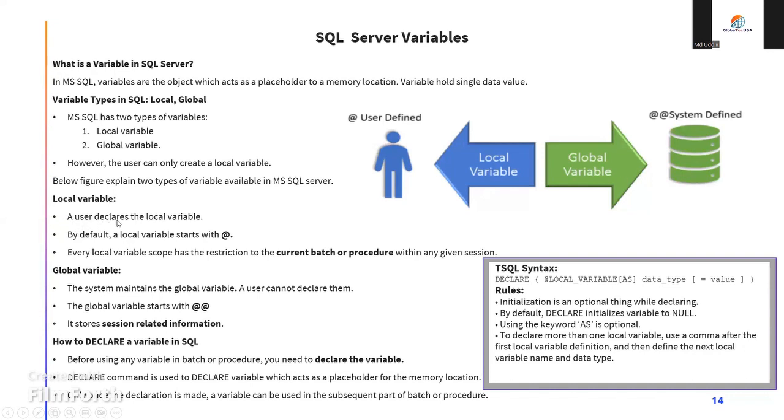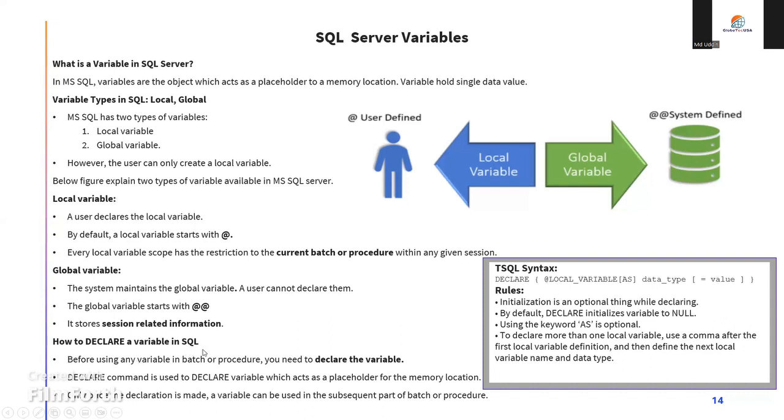So what is a local variable? A user declares the local variable. By default, a local variable starts with this sign, the at the rate symbol. Every local variable's scope is restricted to the current batch or procedure within any given session. For a global variable, the system maintains it, a user cannot declare it, and a global variable starts with a double at the rate and stores session related information. Whenever you see this double at the rate, that means it is a system defined variable. Whenever you see a single at the rate, that means it's defined by the user.